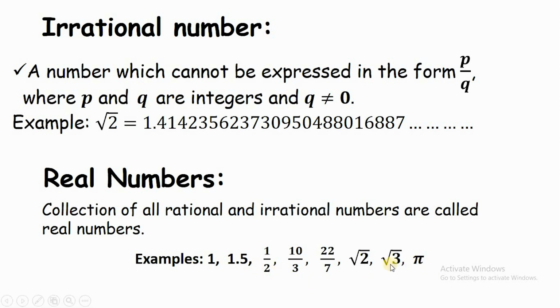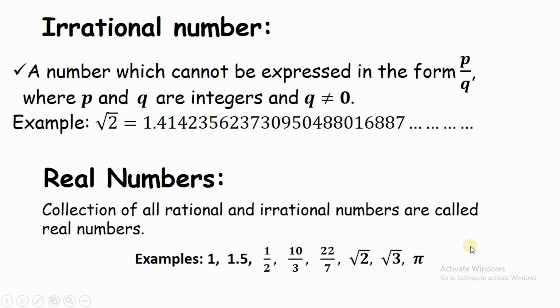Now a thing to keep in mind is that the square root of any number which is not a perfect square is called an irrational number. For example, 4 is a perfect square and the square root of 4 is 2. Therefore, the square root of 4 is not an irrational number. It is a rational number. So keep in mind that the square root of any number which is not a perfect square is an irrational number.